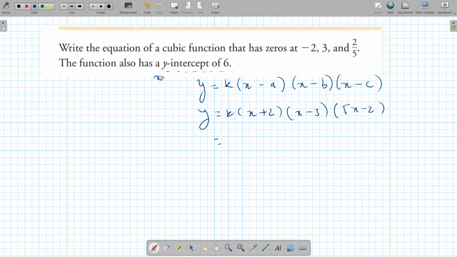Y-intercept means x is 0, right? So when the x values are 0, what's the y value? 6. That's what it means. Y-intercept means plug x as 0 and y as 6. All right, tell me, what is this equal to, just this bit? You can do it in your head if you want, or you can use a calculator, whatever is easier for you. But it's pretty simple.